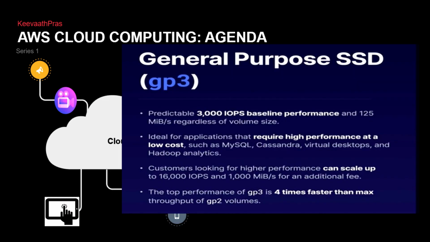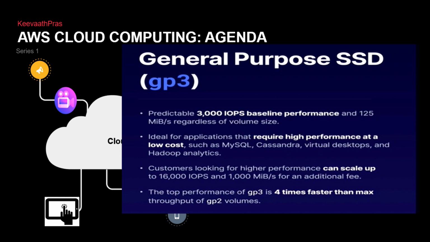So we saw GP2. Now let's go to GP3, which is also in the general purpose family. This is more predictable: 3,000 IOPS is a baseline, and 125 MB per second. It is ideal for applications that require high performance at a low cost, such as MySQL, Cassandra, virtual desktops, and Hadoop analytics. So in this case, where Hadoop and all of that comes into the picture, go for GP3 and not for GP2.